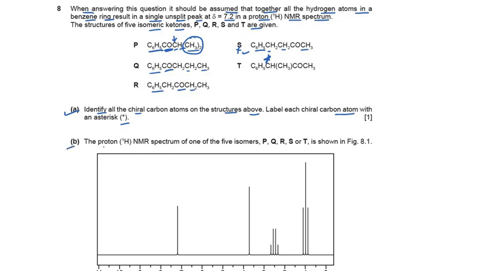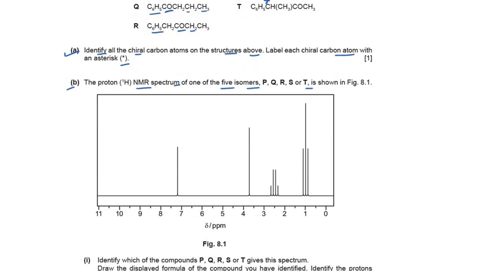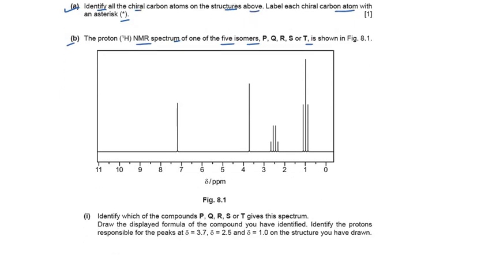Next, go ahead with the B part, where it says the proton NMR spectrum of one of the 5 isomers P, Q, R, S and T is shown in figure 8.1, and let's have a look at figure 8.1 properly. Let me scroll down here, and the question here says question B1. Identify which of the compounds P, Q, R, S and T gives this spectrum. Draw the displayed formula of the compound you have identified. Identify the protons responsible for peaks at 3.7, 2.5 and 1 on the structure you have drawn.